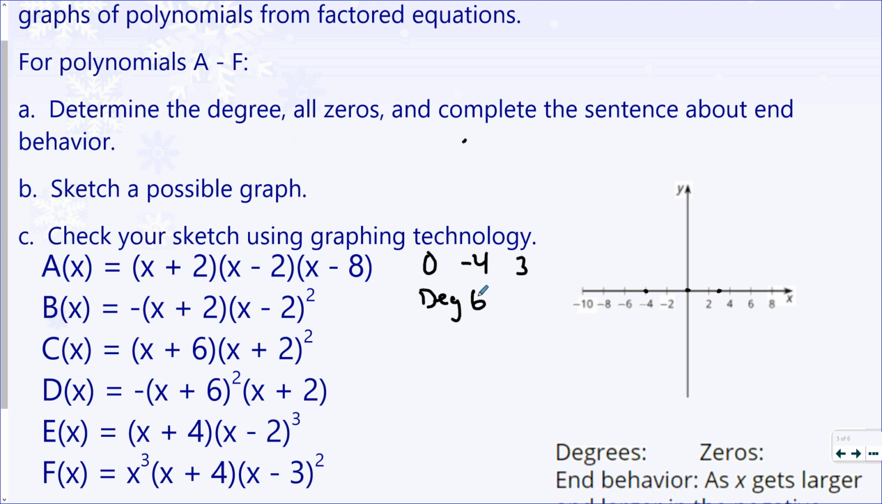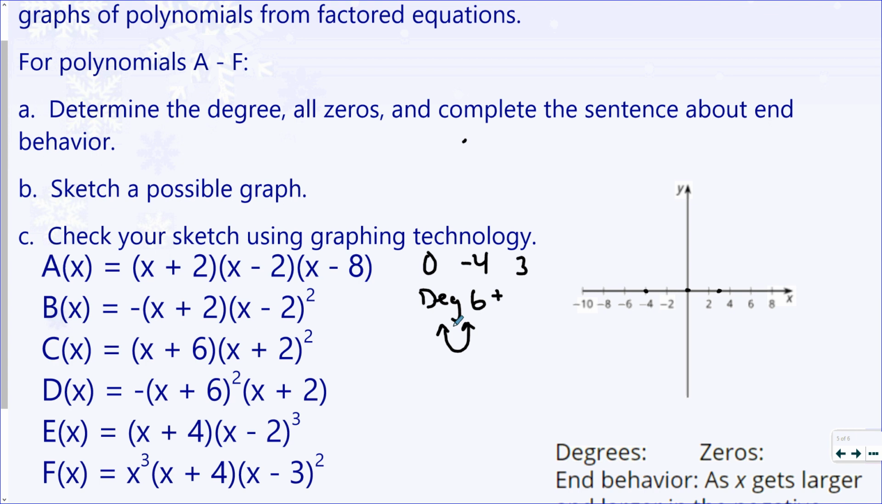Any negatives? Nope. So it's a degree 6. It's a degree 6 positive. So how is the function going to open? It's going to do this. It's going to look like a parabola, but it's going to have a few more pieces to it because it's a degree 6. So there'll be quite a few twists and turns here.